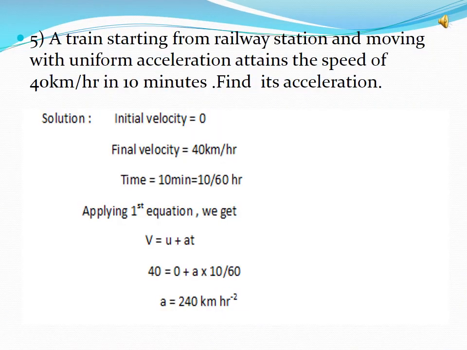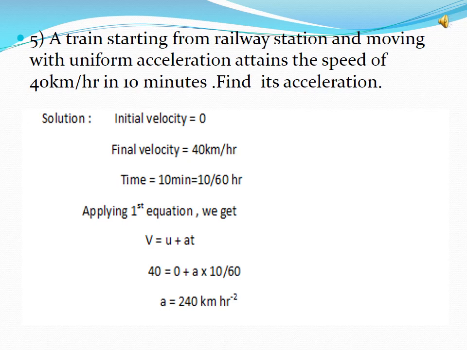The fifth question is, a train starting from railway station and moving with uniform acceleration attains the speed of 40 km per hour in 10 minutes. Find its acceleration. Here the train starts from rest, so its initial velocity u is equal to 0. Final velocity v is equal to 40 km per hour. Time t is equal to 10 minutes.